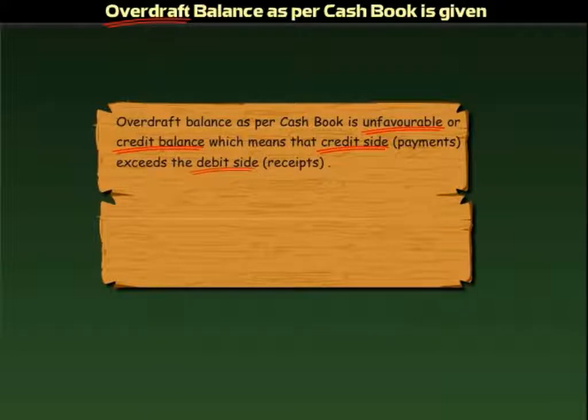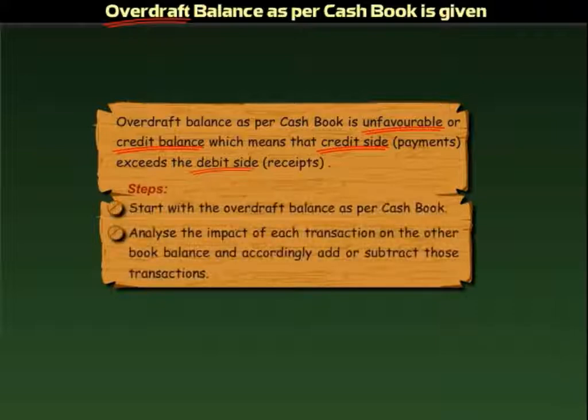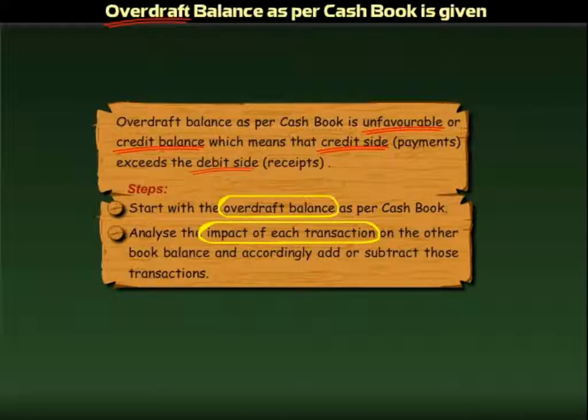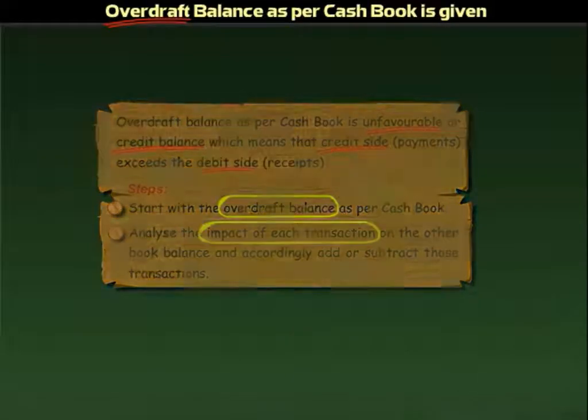Now, let's quickly revise the steps that we have learnt in the previous lessons. Start with the overdraft balance as per cash book. Analyze the impact of each transaction on the other book balance and accordingly add or subtract those transactions. Let's take an example to understand this concept more clearly.